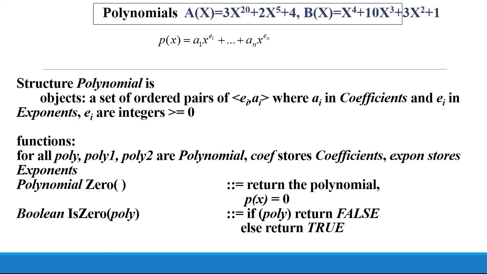Here, is zero function you can define to check whether a polynomial is 0 or not. If you pass the polynomial name, we have to return either true or false. If no elements are there in the polynomial, we'll return true, because we are checking whether the polynomial is 0 or not. Otherwise we have to return false.